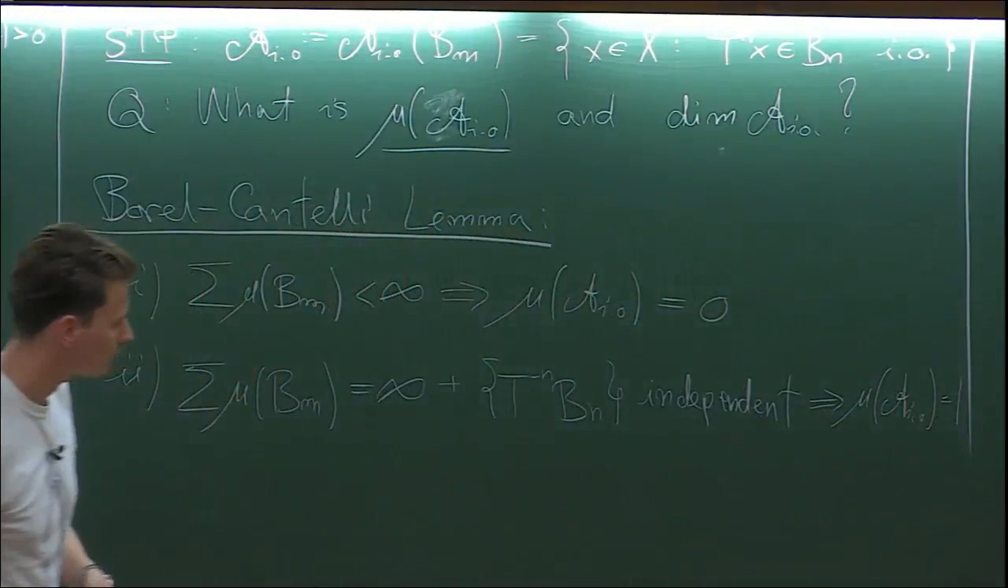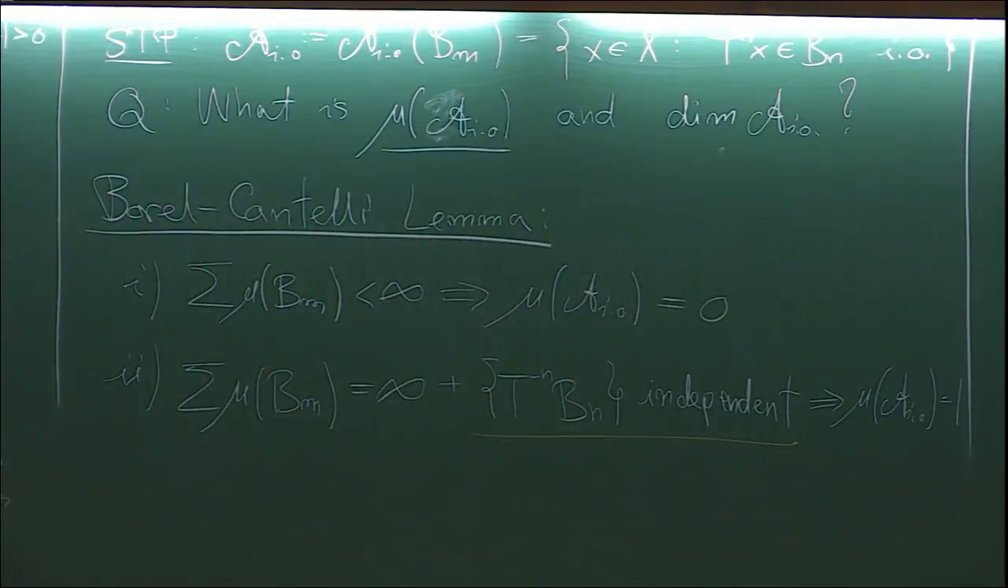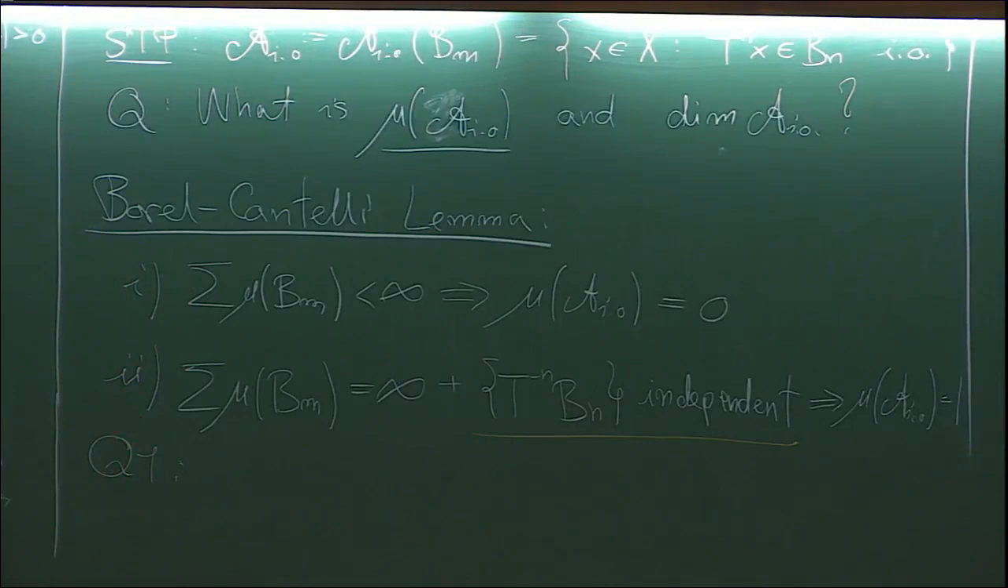Okay, but this is not so good, because this condition is essentially never satisfied for dynamical systems. I mean, you can construct such a sequence that's independent, but if you want to prove something like this for a general family of shrinking targets, then you're never going to have this property. So there's a natural question that arises, and we've already seen it a couple of times this week: whether we can replace independence with mixing. If we understand mixing as a kind of asymptotic independence property, can we then get this statement?